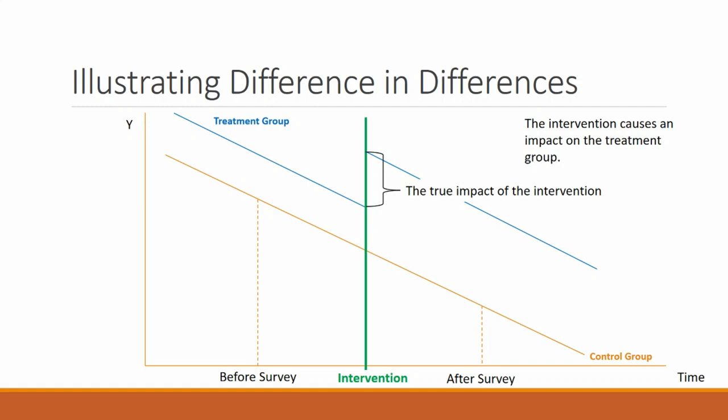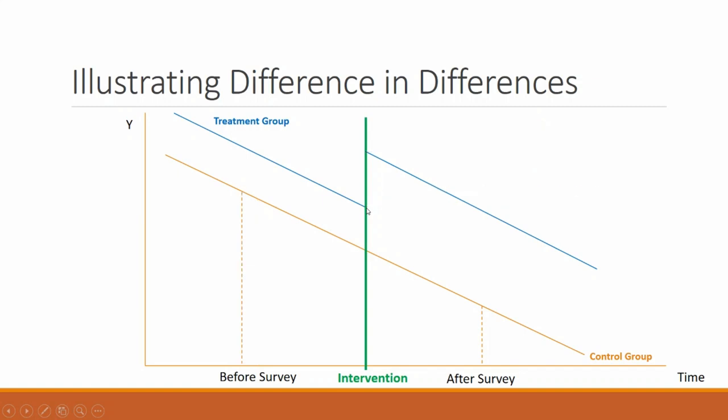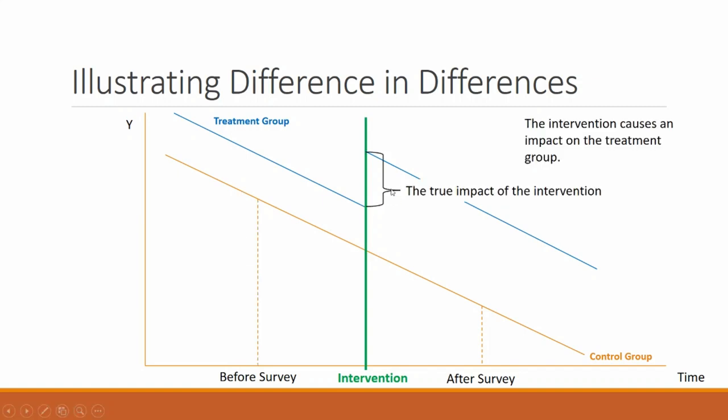What you see here is the true impact of the intervention, and this is what we're trying to get. We're trying to get this effect. As soon as we implemented the intervention, students' test scores went up. But we only get data before and after, and so we want to estimate this true effect using the two differences that we've already mentioned.